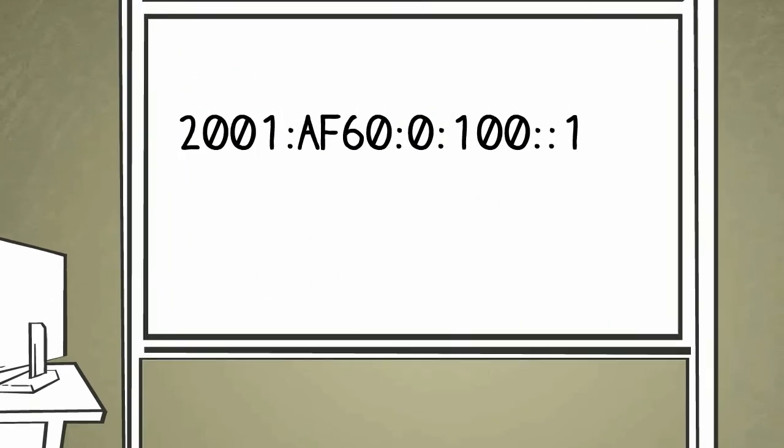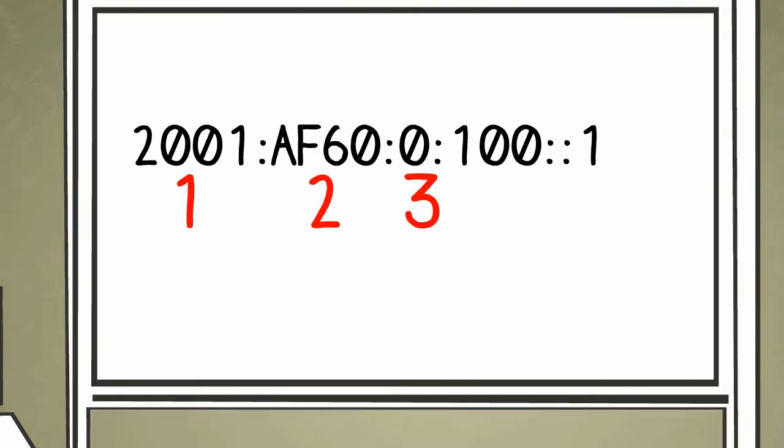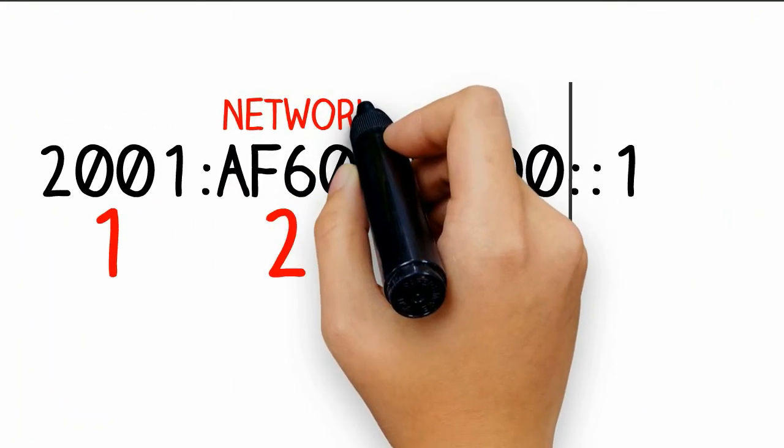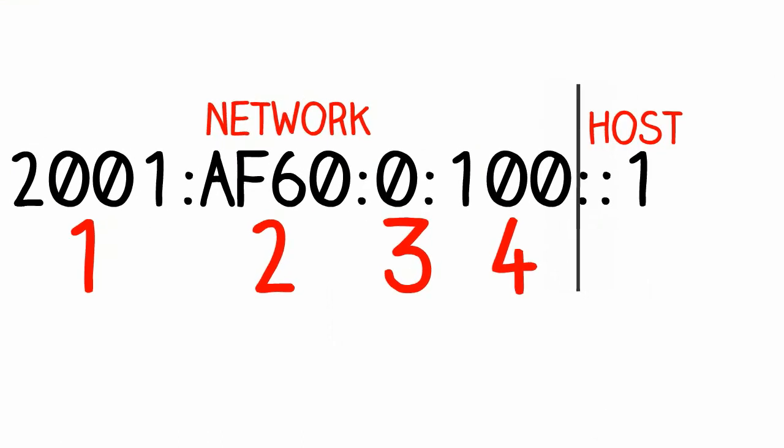Now that we're done abbreviating, I'll draw my line immediately after the first 4 chunks. I see the network address on the left and the host on the right. Once you understand that, you can assimilate that in your brain with what you already know about IPv4 addressing.